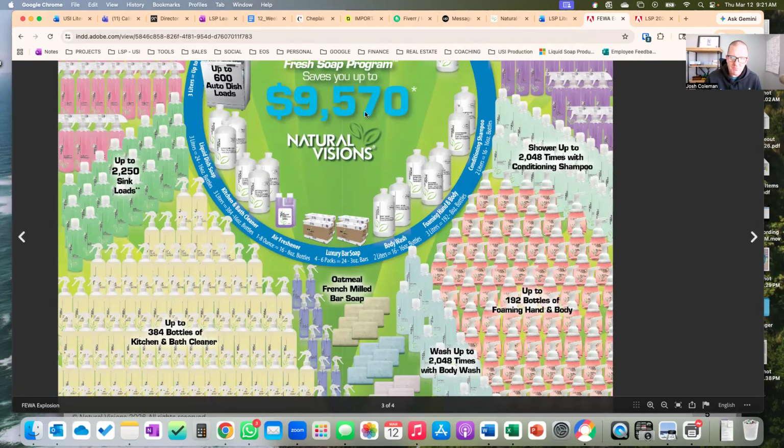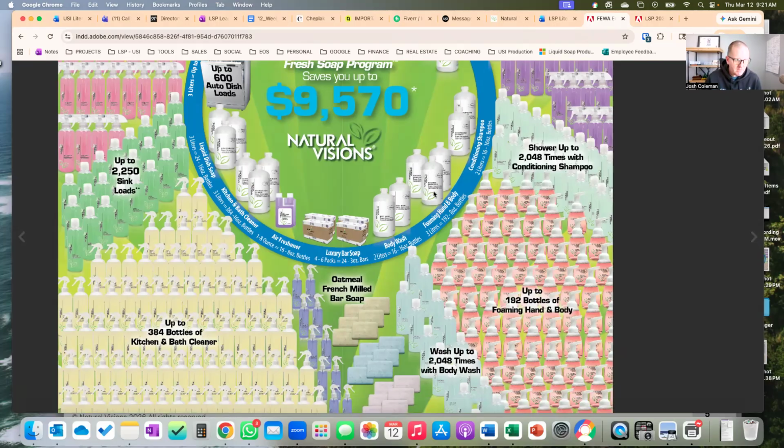But the way that we come up with the math, the $9,570, is we know that one bottle of foaming hand and body soap, 1 unit, 1 liter of super concentrate makes 64. So by the time you take 3 units, you times that by the dilution rate, which is 64 bottles out of 1 liter, it makes 192 bottles.